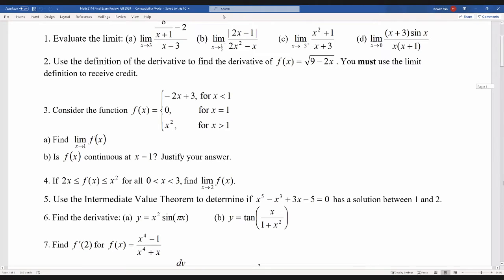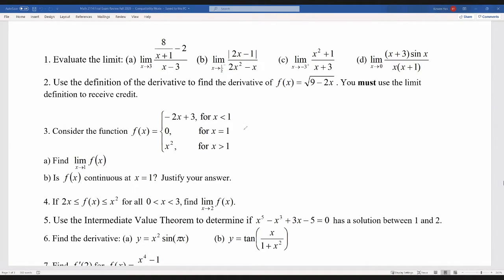You see here you have an absolute value, right? The idea is how to eliminate the absolute value. Okay, so this is the limit as x goes to 1/2 from the left. See the minus sign, right? From the left. Okay, x goes to 1/2 from the left. Right?